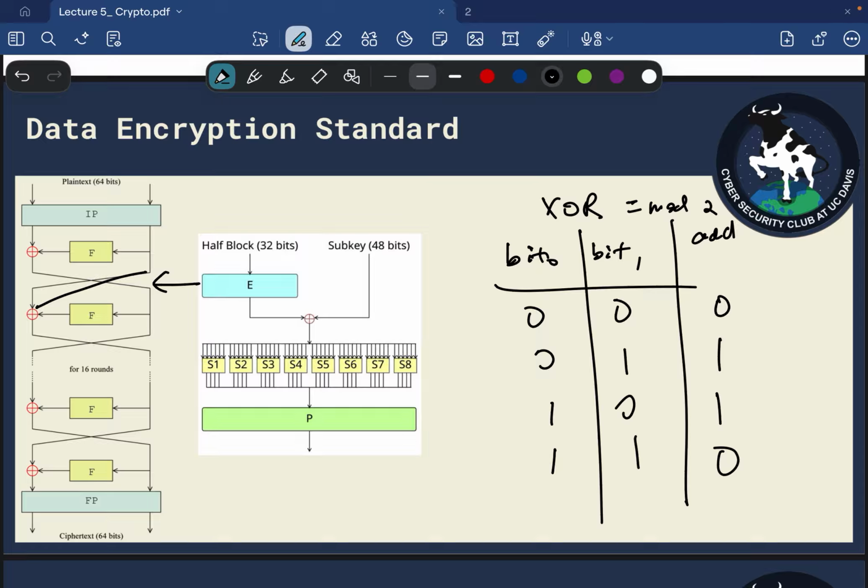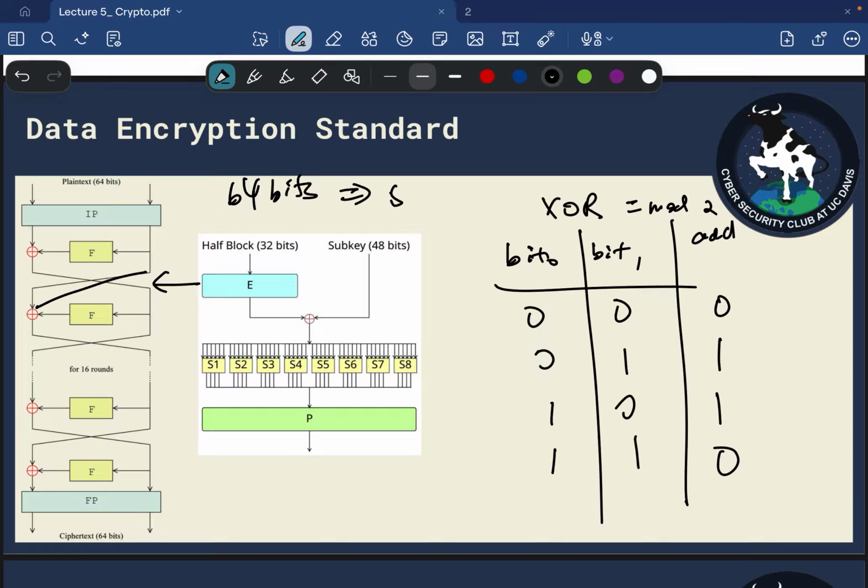Another thing that we should take a look at is this f function. This f function is very interesting. It takes this half block over there, and it takes the subkey. So you have a key. The key length is theoretically 64 bits, but people realize that it's actually not 64 bits. There are actually 8 bits of parity used inside it. For what reason, we'll get to that.